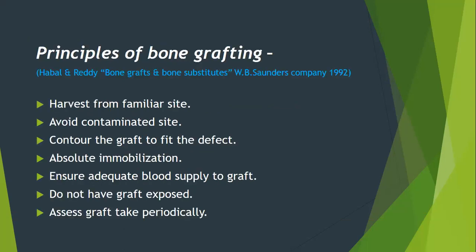Principles of bone grafting. It includes harvesting from a familiar site, avoiding contamination of the site, contouring the graft to fit into the defect, absolute immobilization of the graft, ensuring adequate blood supply to the graft material, not leaving the graft exposed, it should be covered properly, and assessing the graft take periodically.